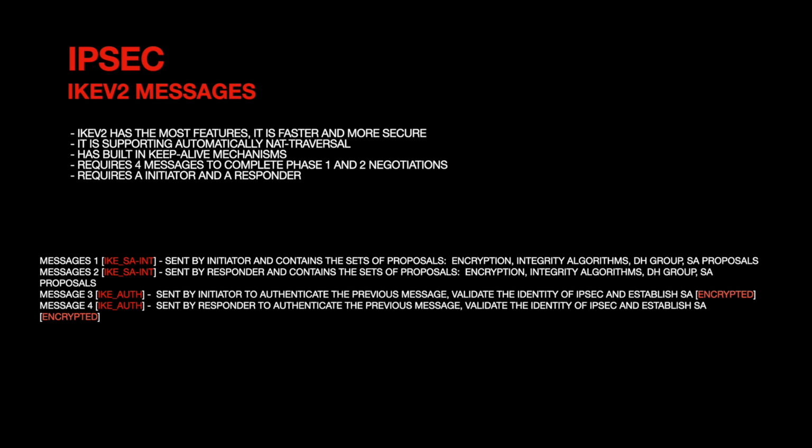As I said, IKEv1 is the first iteration, and IKEv2 is the new kid on the block. IKE version 2 has the most features. I mean, it has a lot more features than IKE version 1. It is in general faster, and it is more secure. It supports NAT traversal automatically, and it also has a keep alive mechanism.